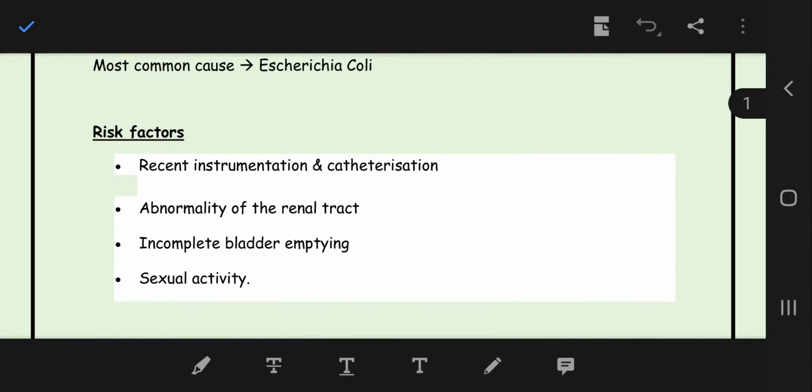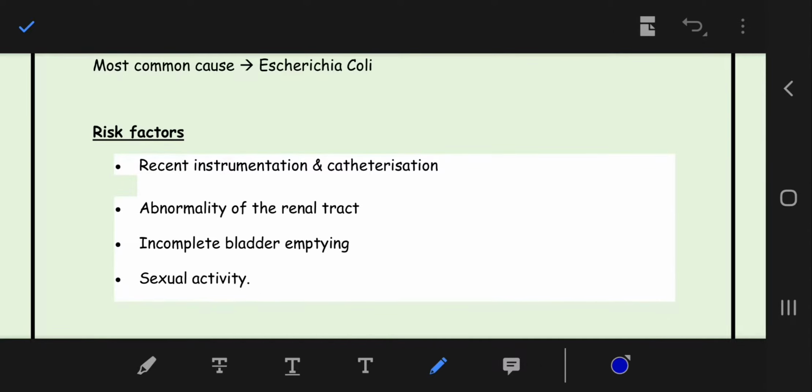Before I go to that, risk factors, I just want to stress a few things here. A person who had a recent instrumentation and catheterization. That's very important. Why is it important? Because they ask about patients who are catheterized. What do you do with regards to investigation?